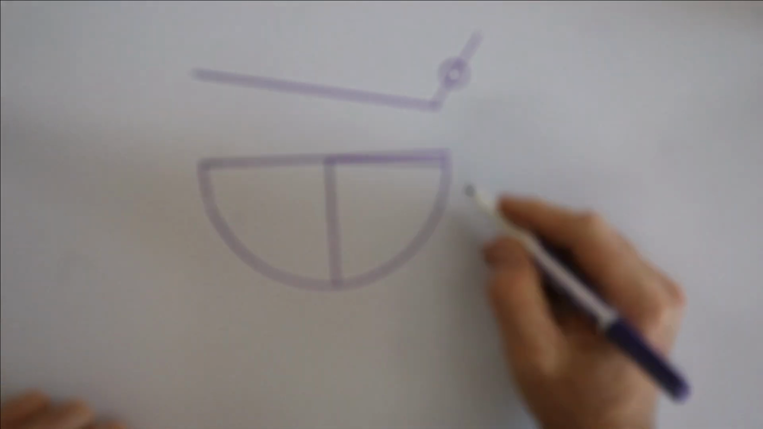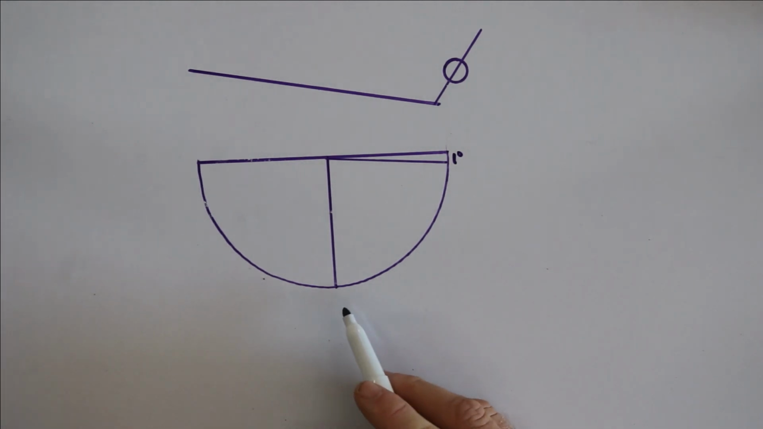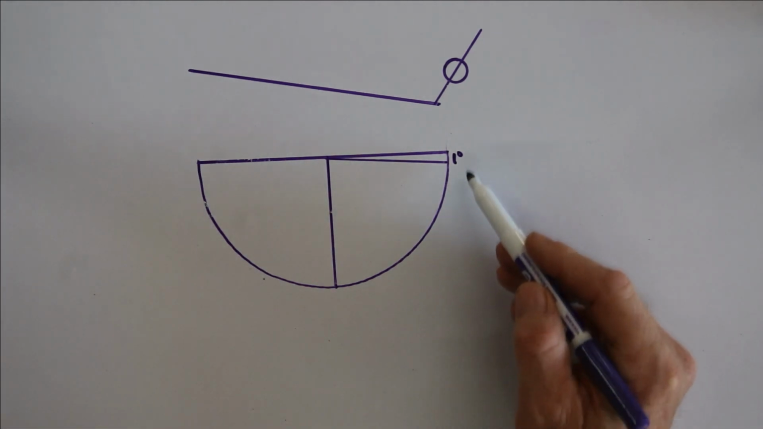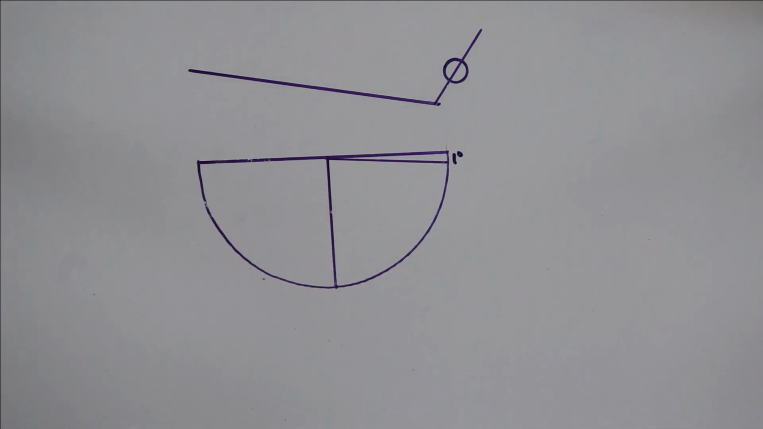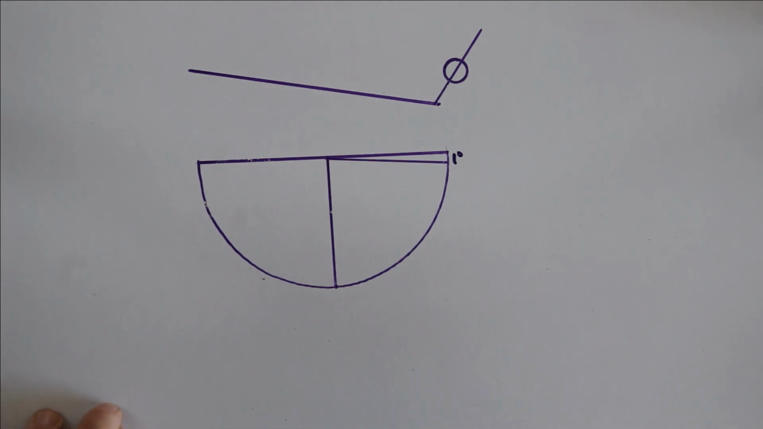I had 1 degree all the way around to the 90 degree mark. So 90 degrees in this part of the pie, so to speak. The reason why I use 1 degree is because, using Simon's numbers, 51.136 arc seconds per year is the amount of precession, the annual constant of precession. Mainstream has it at 50.29. But let's just stick with the Tychos for now.